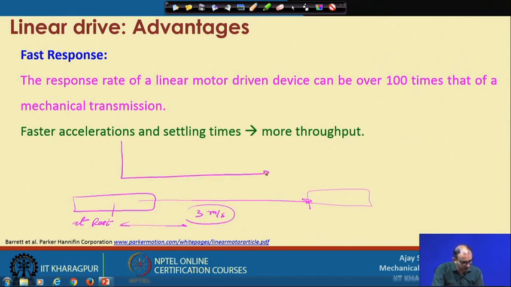If you see this particular graph, this is the velocity. It will start and then reach this particular part. You consider this is the 3 meter per second, then you have to spend some time here. This is called the settling time.